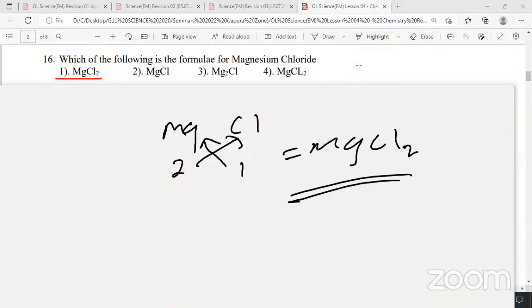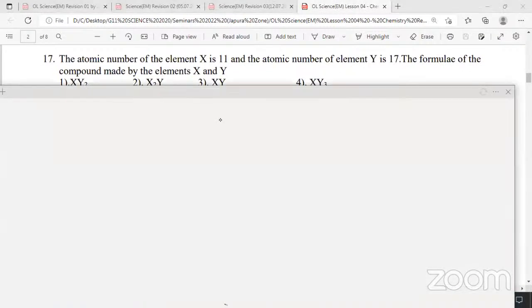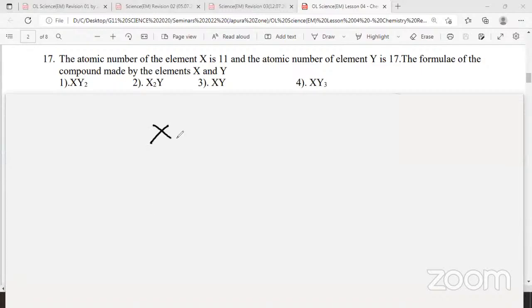Question number 17, 17th MCQ. X atomic number is 11, so you get the configuration 2, 8, 1. Why the configuration you get 2, 8, 7? Because they have given the atomic number 17. So when you know the configuration, you can get the valency. What is the valency of X?